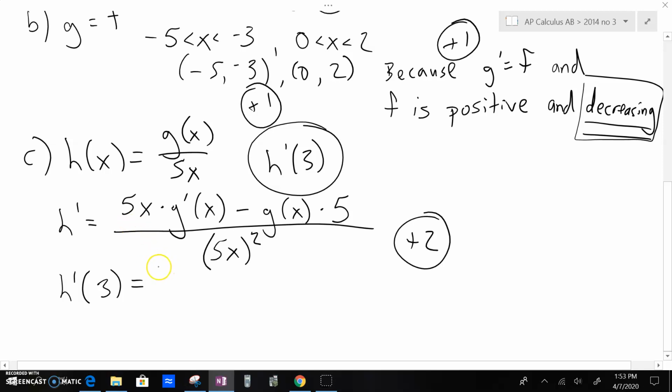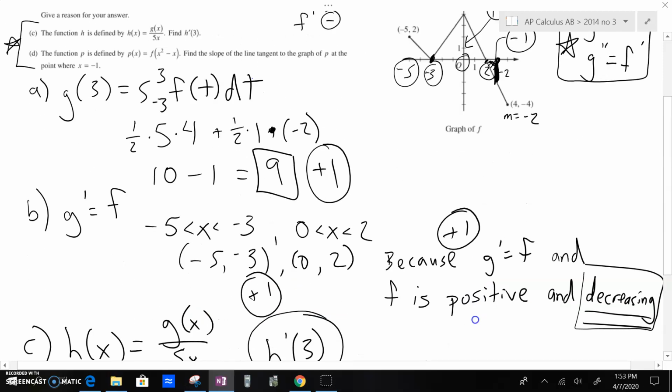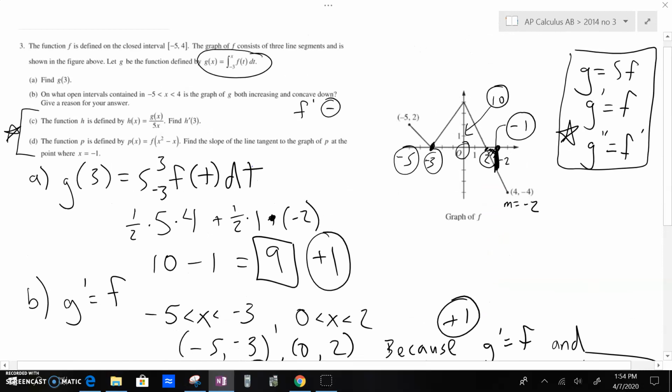So it's going to be 5 times 3, so that's 15, times g prime of 3, and we'll get back to that in a moment, then times g of 3 times 5, all over 5 times 3, which is 15 squared. So let's see, g prime of 3 and g of 3. Those are the two values we need. So we need those off of the graph.